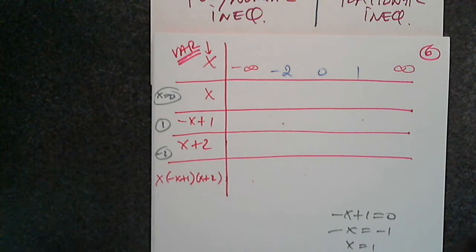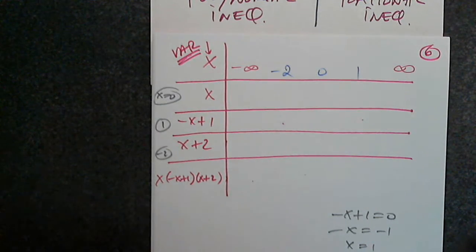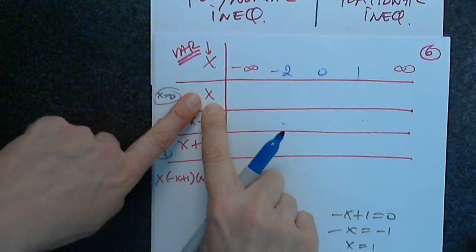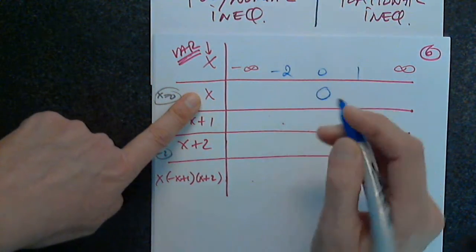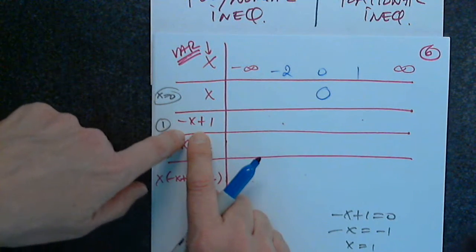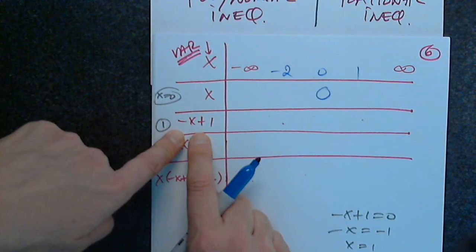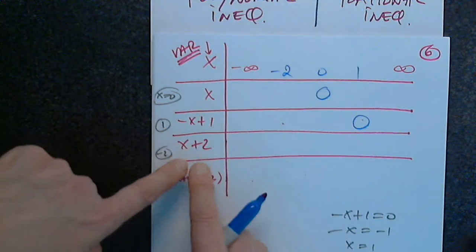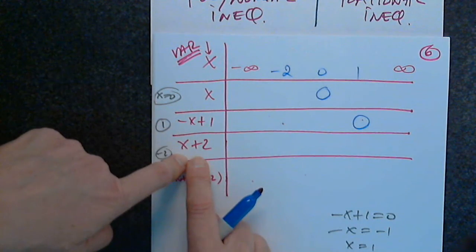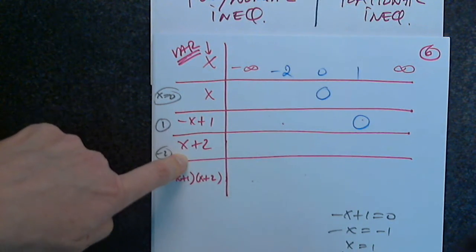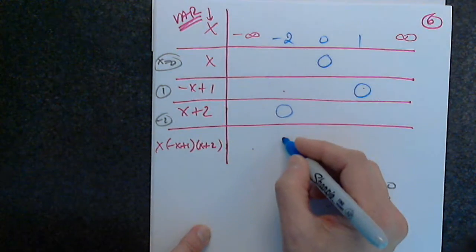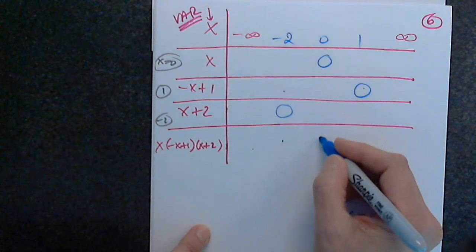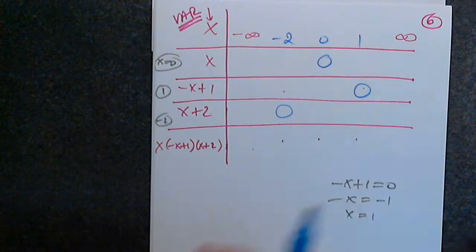This is a crucial piece of information. They must be in ascending order. Okay, so for x, where do you want me to put a 0? Under which of these three numbers? Under 0. For negative x plus 1, where do you want me to put a 0? Under which number? 1. Under 1. And for x plus 2, where do you want me to put a 0? Under? Negative 2. Excellent. Awesome. Now, please tell me what to write under negative 2 for the whole thing, under 0 for the whole thing, and under 1 for the whole thing.